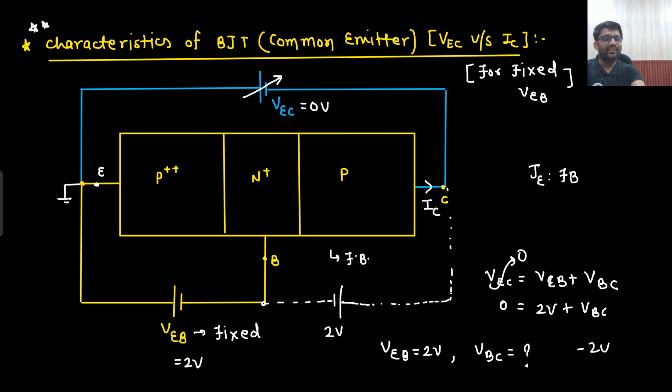Is that clear to you? Why is it forward biased? Because this complete was 0 volt. If 2 volt is dropped here, then here minus 2 volt has to be dropped. So minus 2 volt means N is connected to negative, P is connected to positive. That means it is forward biased.